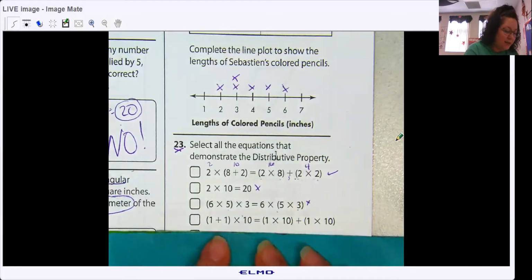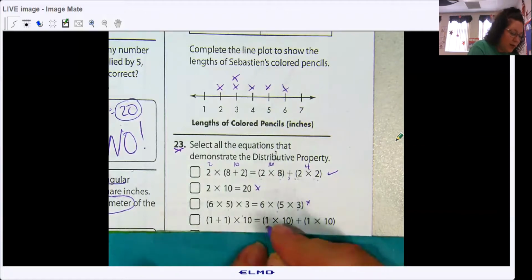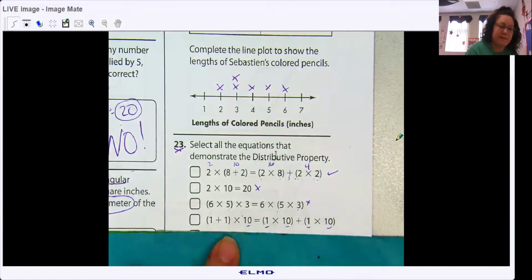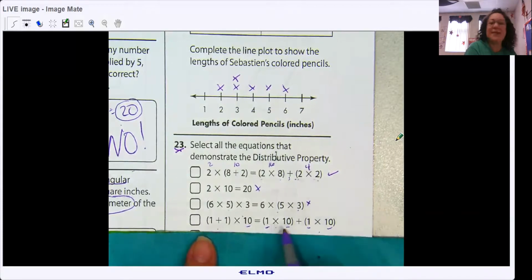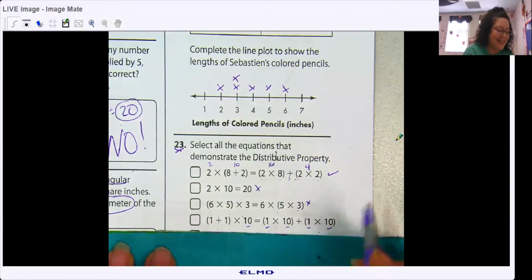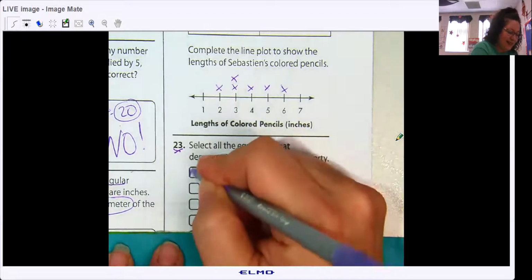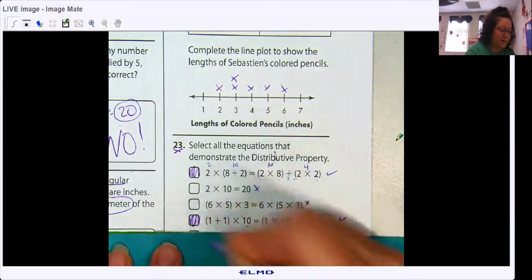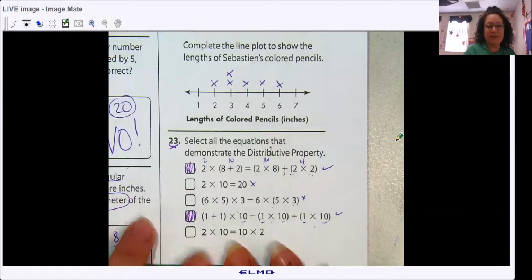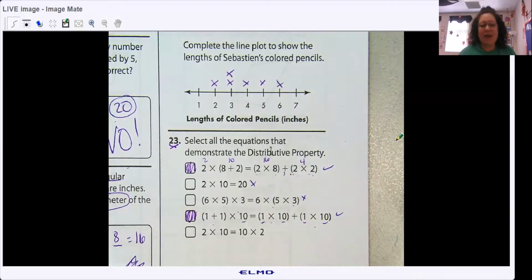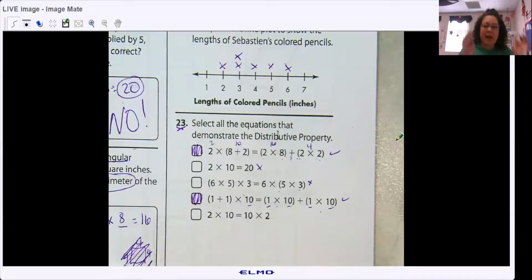Let's see here. We've got a 1 plus 1, a 1 and a 1 times 10. 1 plus 1 is 2. 2 times 10 is 20. 1 times 10 is 10. 1 times 10 is 10. 10 plus 10 is 20. So we've got one there too. And look at that one. That is our old flip-flop property, right? You just flop the factors.